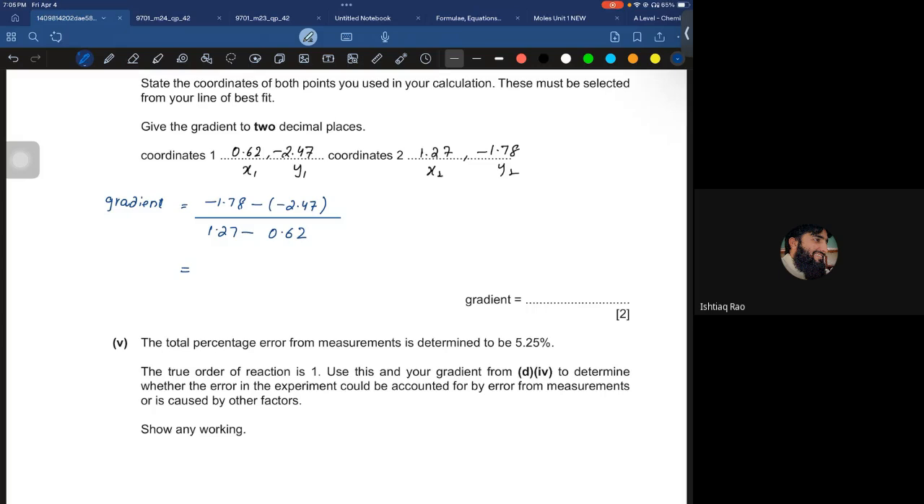So let me calculate this. Calculator. Okay. 2.47 minus 1.78 is 0.69 over 1.27 minus 0.62, which is 0.65. So 0.69 divided by 0.65 is 1.0615.